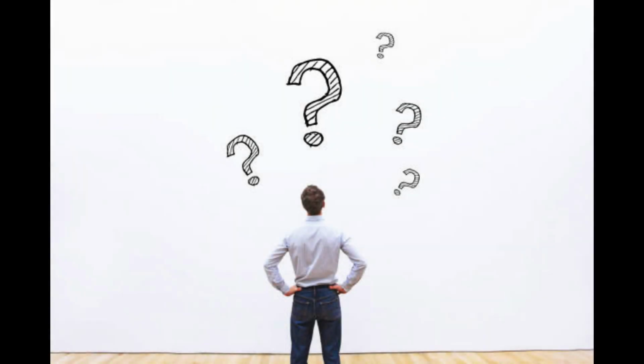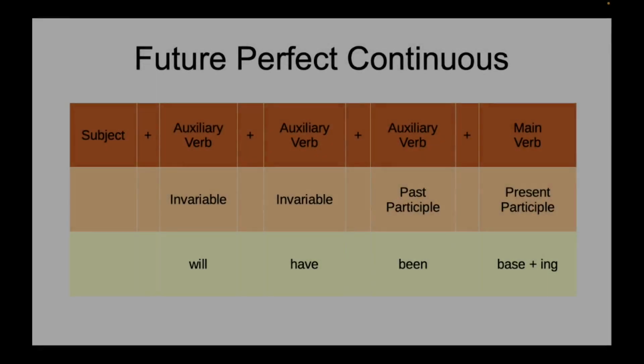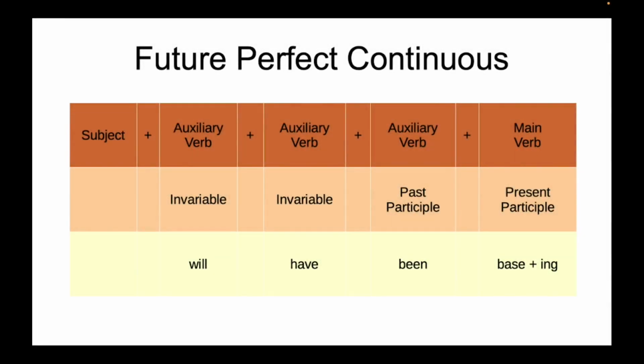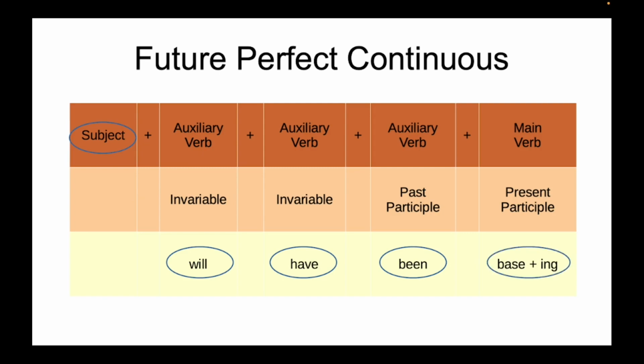Okay, so now, how do we form the future perfect continuous? The formula for the future perfect continuous tense is pretty simple and easy to remember. And you can check this table later on for the details, but to make it simple, it's subject plus will have been plus the present participle of a verb, which is the base form, plus ing.